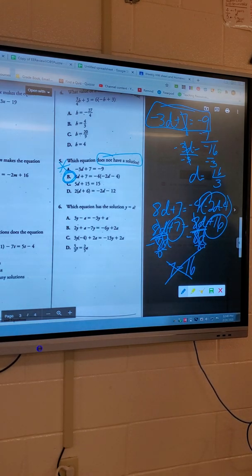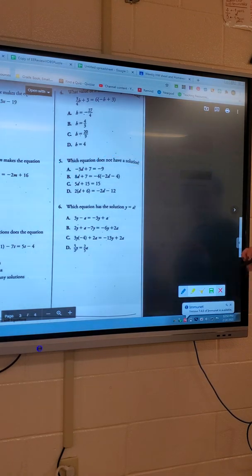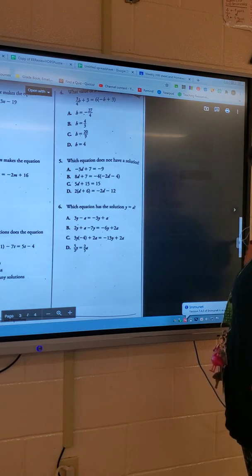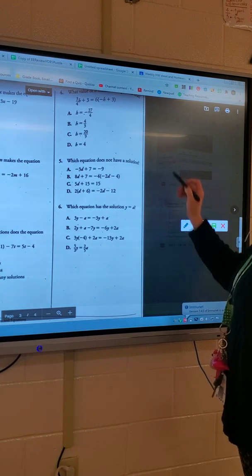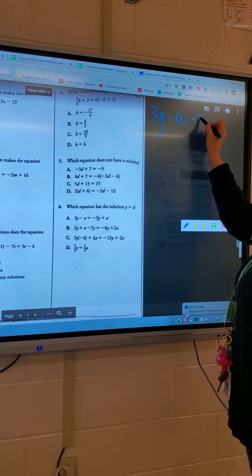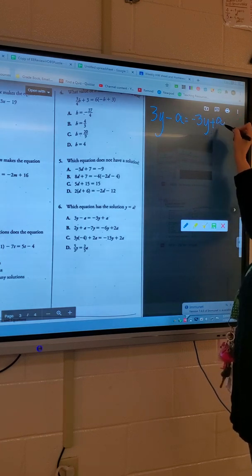All right. Which equation has the solution y equals a? Does everybody have this? Do you need a minute to copy this before I scratch it? Has everybody got it? All right. Which equation has the solution y equals a? Well, 3y minus a equals negative 3y plus a.